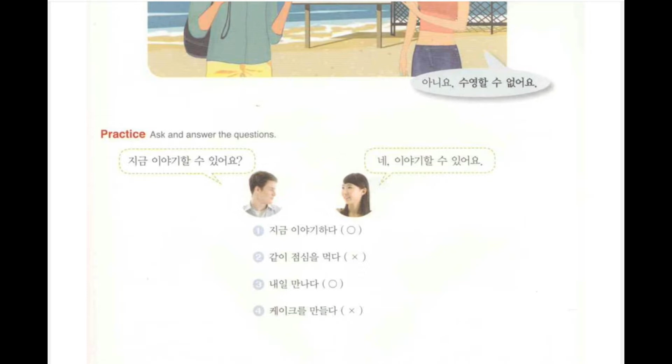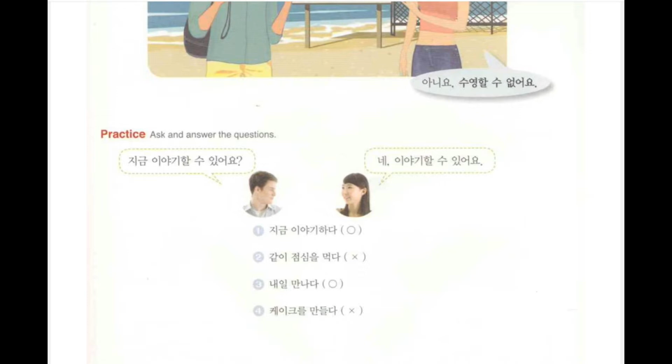자, number three 갑시다. 내일 만나다, meet tomorrow. 자, 어떻게 말해요? Can we meet tomorrow? Great. 내일 만날 수 있어요? There's a circle. Yes. Yes, I can meet tomorrow. 어떻게 말해요? Very good. 네, 내일 만날 수 있어요.